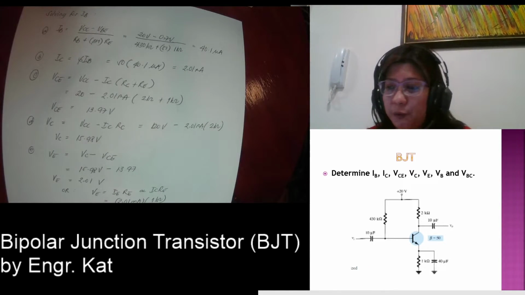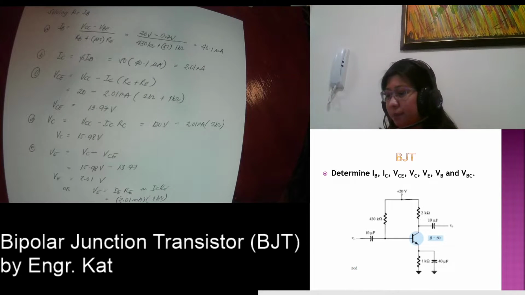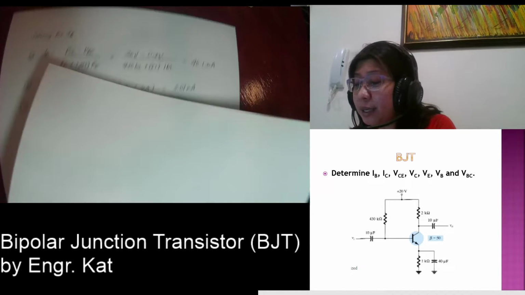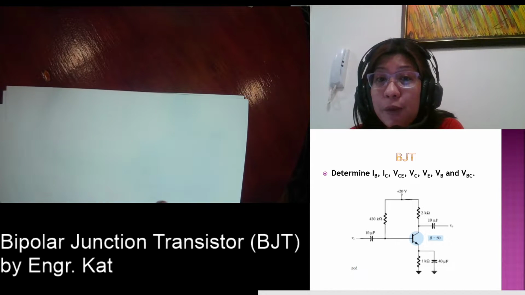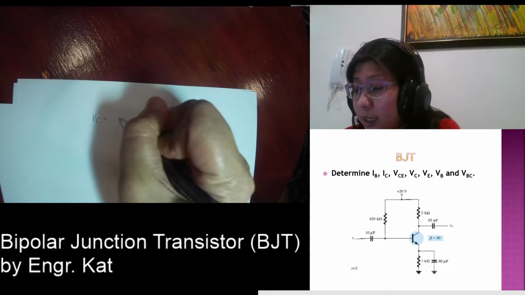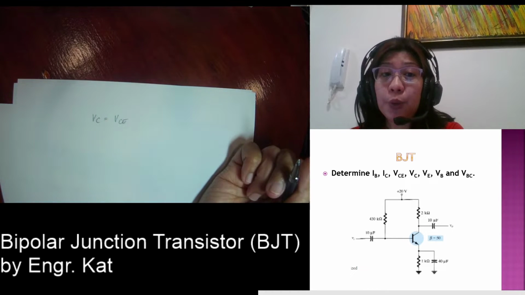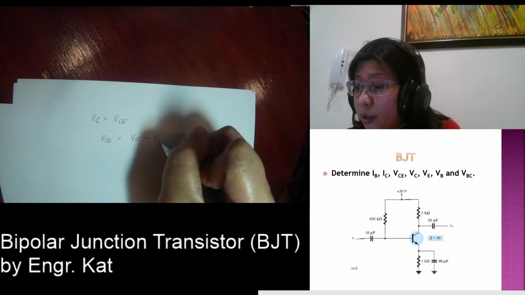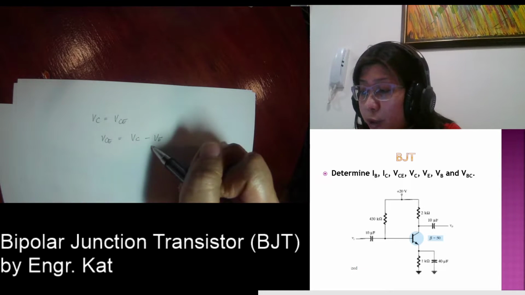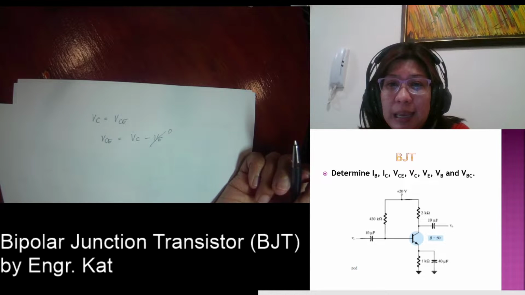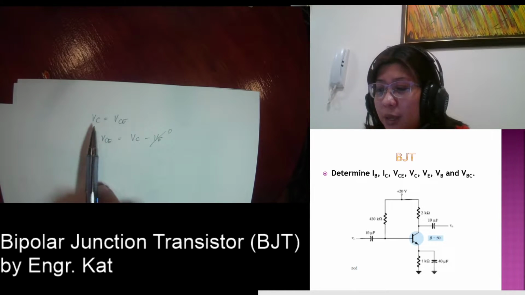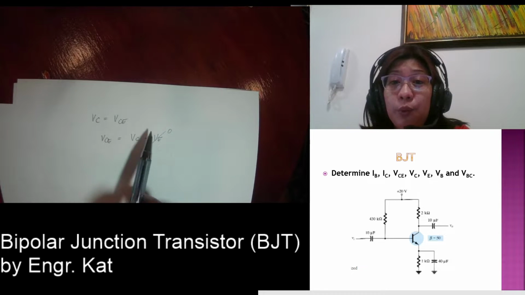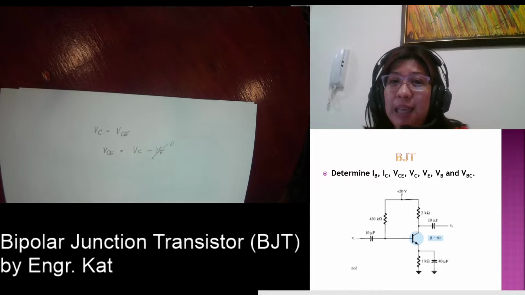So before, if you can still remember, when solving for fixed bias configuration, your VC is equal to your VCE. Why? Because as you can see, VCE is equal to VC minus VE. And for fixed bias configuration, VE is shorted. It is equivalent to 0. That's why VC became equal to VCE. But that is not the case anymore.